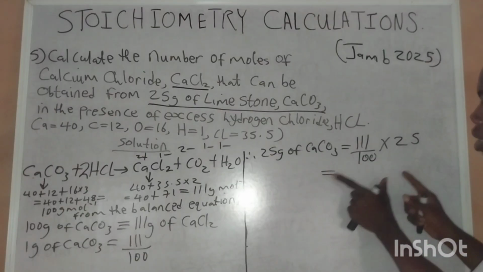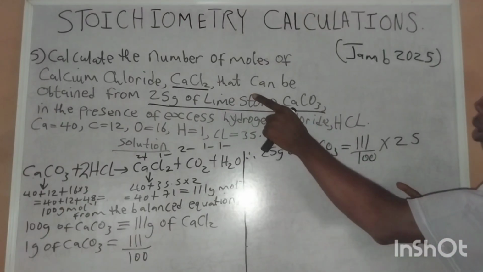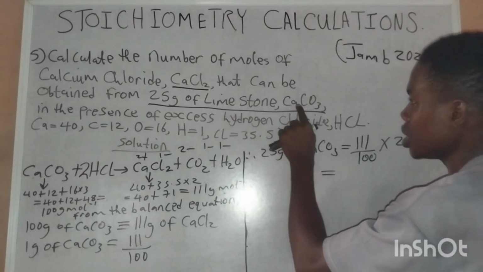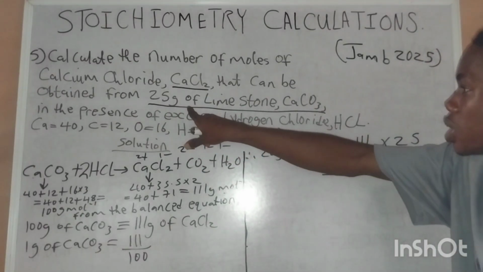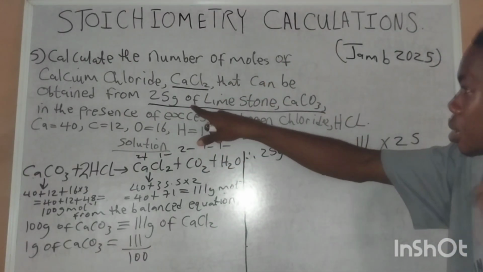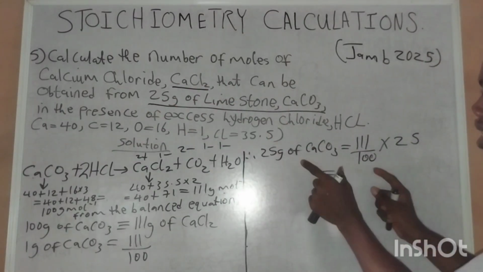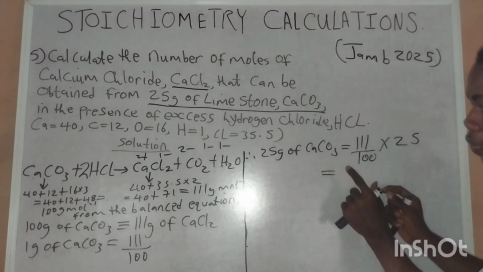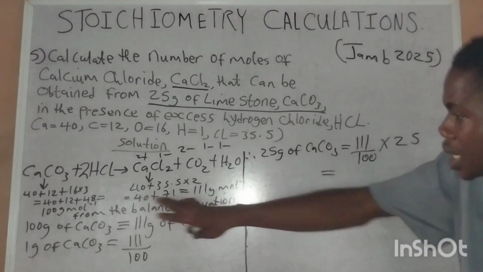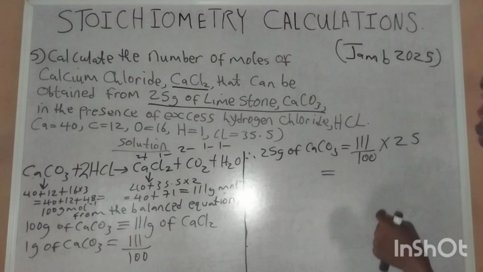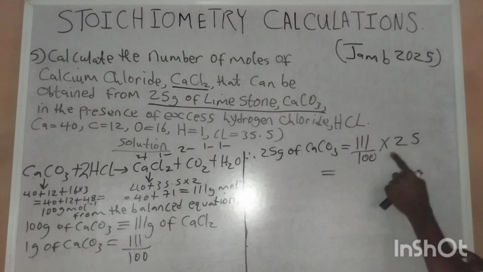So I'm looking for the mass of calcium chloride first. Because the mass they give, look at it now, is 25 gram of limestone, CaCO3. So we need to find the mass of calcium chloride before we're able to find the number of moles of calcium chloride. So it is the mass of calcium chloride that we're looking for here now. So these are the processes in finding the mass of calcium chloride.